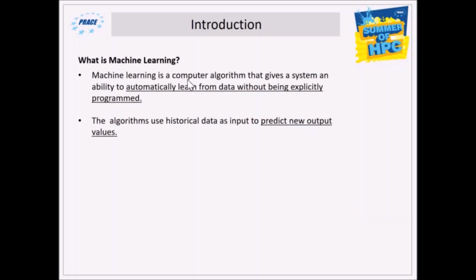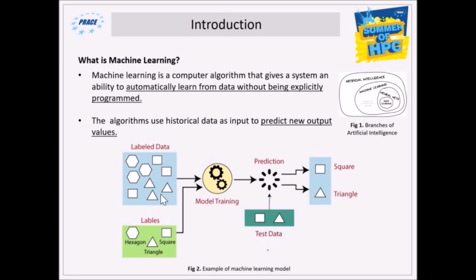It is a computer algorithm that gives a system the ability to automatically learn from data without being explicitly programmed. The algorithm uses data as an input to predict new output. Machine learning is a subset of artificial intelligence. The data is labeled and fed into the machine learning algorithm. The algorithm finds a pattern for each class of objects and then predicts the class of an object on an example it has never seen before.